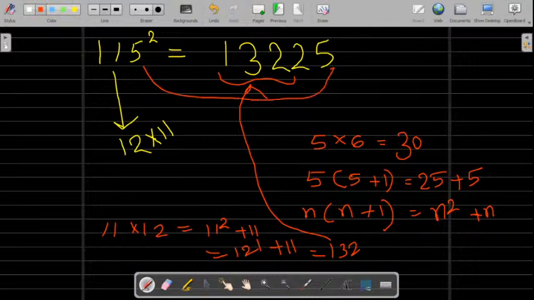And this 5 square will be here. So this is how we can calculate, right? N into n plus 1 is equal to n square plus n. N into n plus 1 means n square plus n. Okay. So similar to that, we will discuss one more problem.